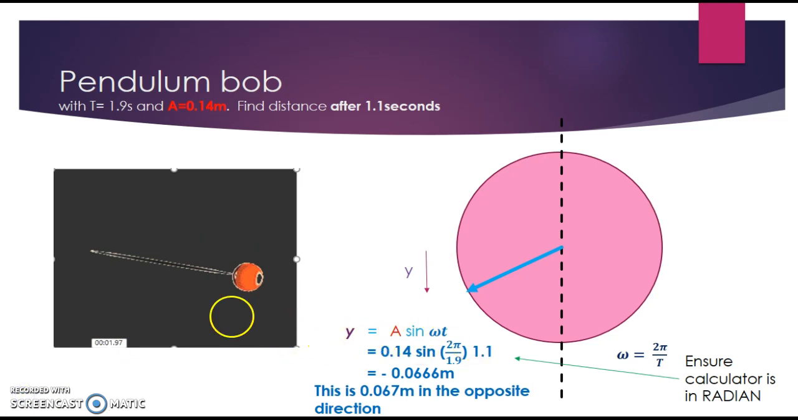We use the equation that we've just derived. The displacement is equal to a sine omega t, and we also remember that omega is equal to 2 pi over T. So we've got the period, and we can plug that number in there. We multiply it by 1.1 before we find the sine of this total value. So my suggestion is that you actually do that on the calculator now and check it.